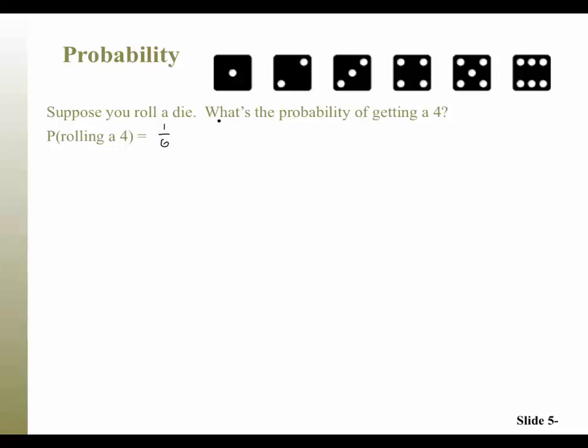So let's talk about 1/6. What does the 6 mean? There are 6 options, she said. Yeah, there are 6 possible outcomes.